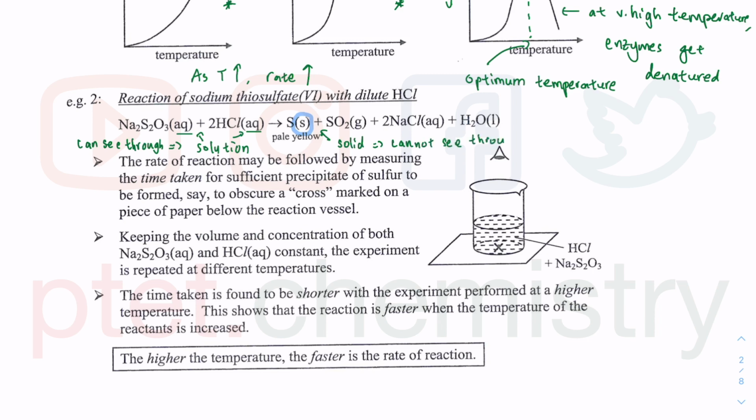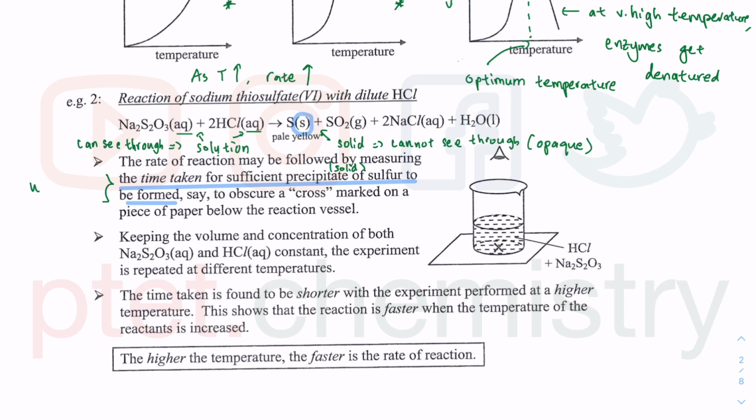Opaque is a physics property. You have learned these probably in lower secondary or primary school science. Opaque, you cannot see through it. So we mix these two together and we will see the time for these solutions to go opaque when the solid appears. When the solid appears, this cross will disappear because you cannot see through it anymore, whereas previously at the beginning you could see through it. So the rate of reaction may be followed. Measure the time taken for the precipitate, meaning your solid, to be formed. So that is the thing to be measured.